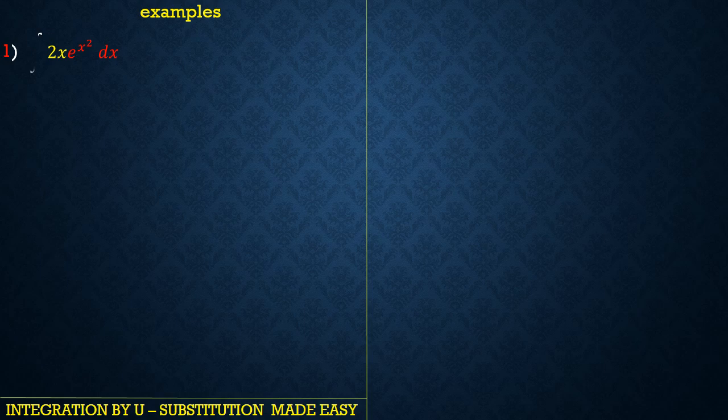We have the integral of 2x e raised to the power x squared dx. In this case, we see that we have two functions: 2x and e raised to the power x squared. If we let our u be x squared, you see that the derivative of x squared is 2x dx. So let's let our u be x squared, because the derivative of x squared gives us 2x. Then du gives us 2x dx, and it is exactly what we have here, because we have 2x and we have dx.